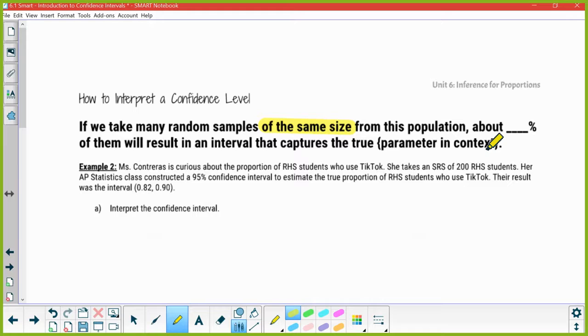You're confident in the idea that if I were to do this over and over and over again, I could expect that 95% of the time I'm capturing the true proportion. Not that you're 95% sure you're correct and that your sample statistic is correct. It's just that you're confident you're capturing it that percentage of the time.